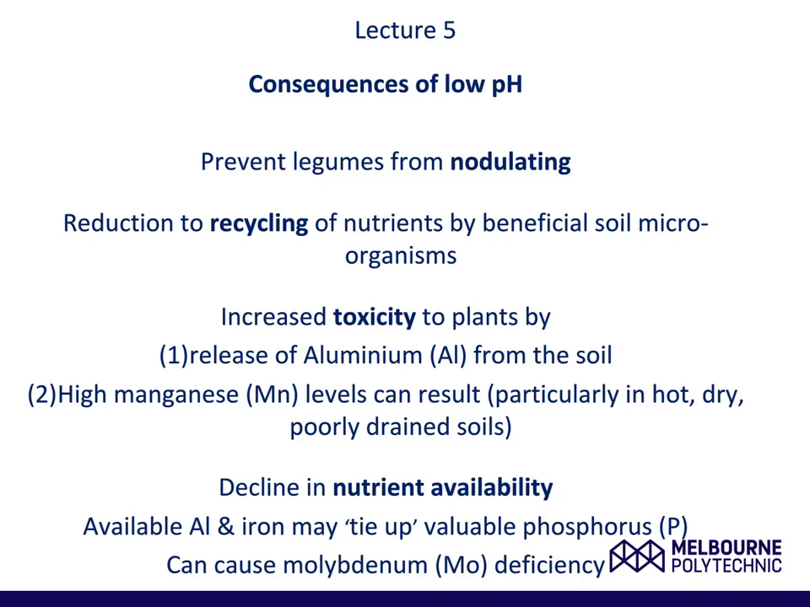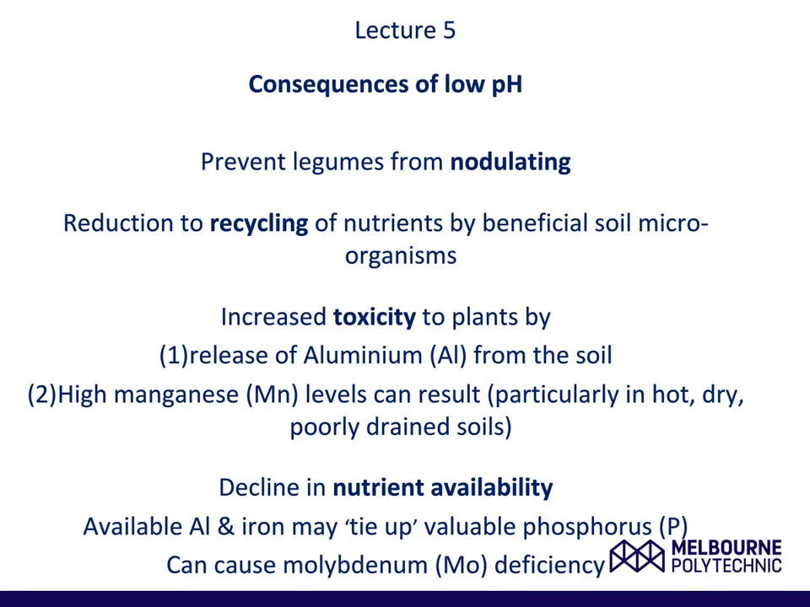Australian soils have a tendency to be slightly acidic or acidic. There are several consequences of acidic soils. It can prevent legumes from nodulating. It results in a reduction of recycling of your nutrients by beneficial soil microorganisms. It can increase toxicity to your plants by two methods. One is the release of aluminium from the soil, and two is the release of high magnesium levels. High magnesium levels are typically seen in hot, dry, poorly drained acidic soils.